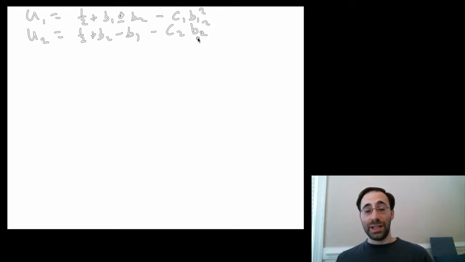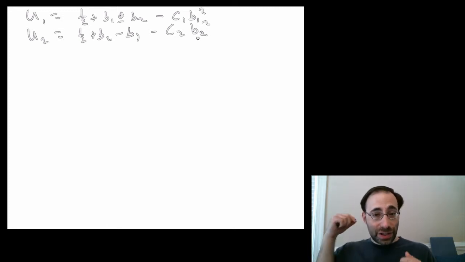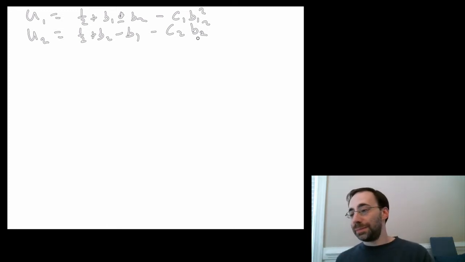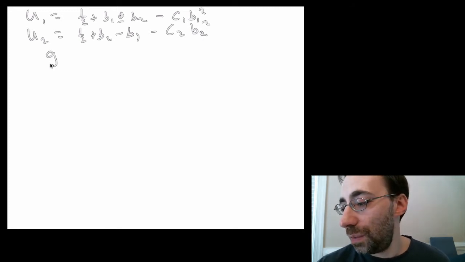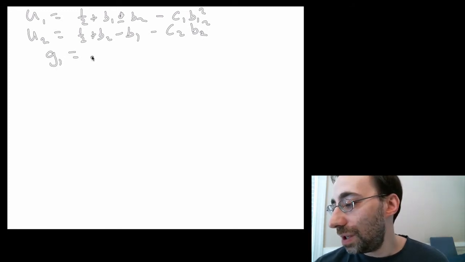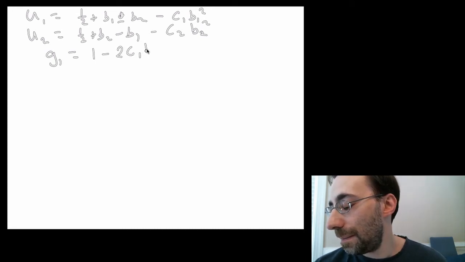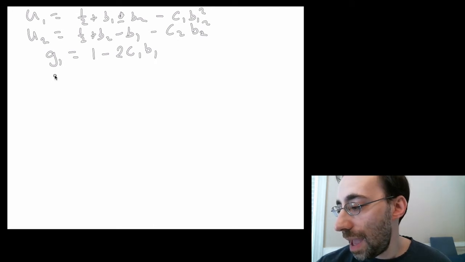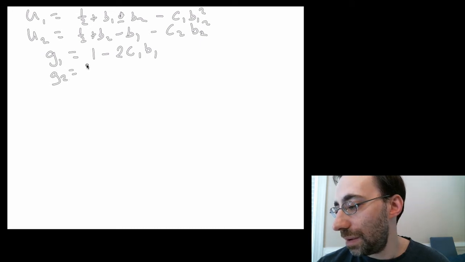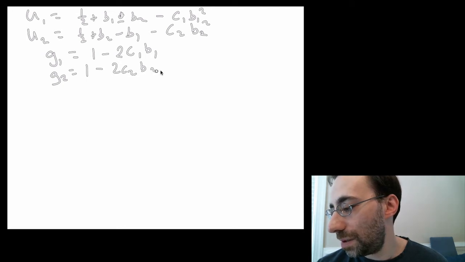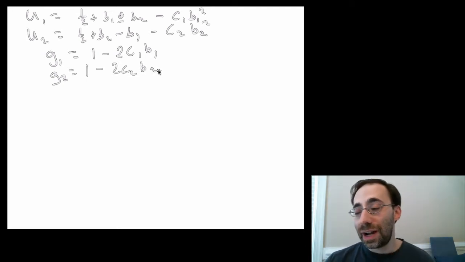So C is a vector with C1 and C2 components. B is a vector with B1 and B2 components. And also the G's are going to be vectors, G1 and G2. So let's find the G's first of all. G1 is the first order condition, which equals 1 minus 2C1 B1. And G2 is going to equal 1 minus 2C2 B2. And here again, you could solve these directly pretty easily.